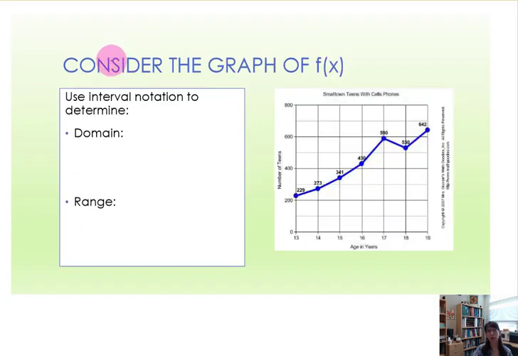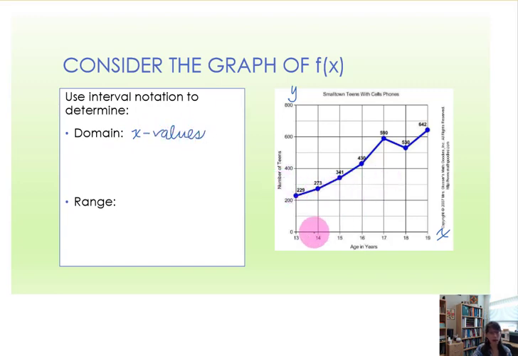Another way to determine the domain and range of a relation is to look at a graph. So we have a graph here about small town teens with cell phones, and there are some numerical values on each axis. We've got age in years for the input or x-axis, and then we have number of teens for the y-axis. If we are trying to determine domain, remember that involves the x values or the input.